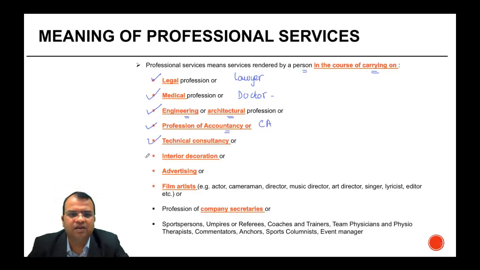Technical consultancy, interior decoration, it's very famous these days, advertising, or film artist, person who's an actor, cameraman, director, music director, art director, singer, lyricist, editor, all these film artists are covered. Profession of company secretary or spokesperson, umpires, referee, coaches, trainers, team physician, physiotherapist, commentator, anchor, sport columnist, event manager. All of them are covered under professional services for the purpose of this section.